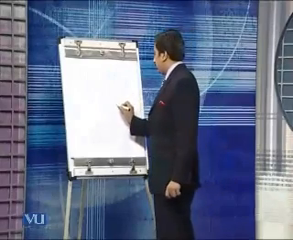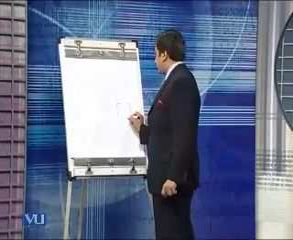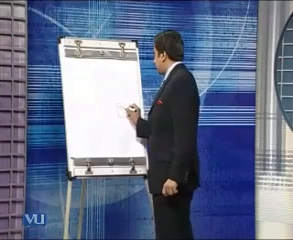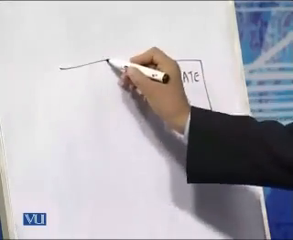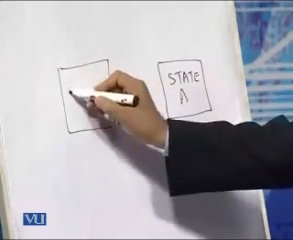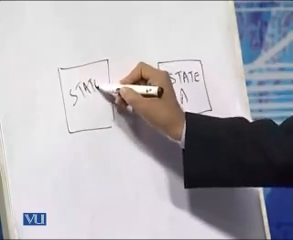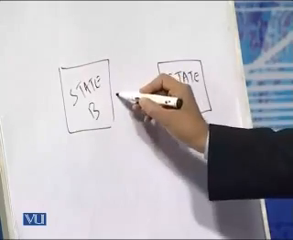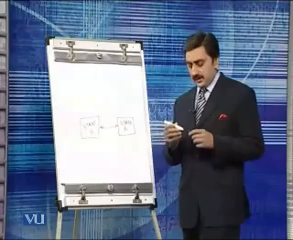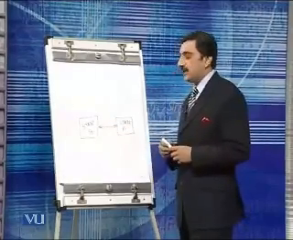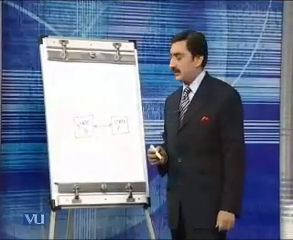For example, there is one category of dispute. This is state A and this is state B. There is a dispute between these two states, and if that dispute is there, then they may want to have arbitration.